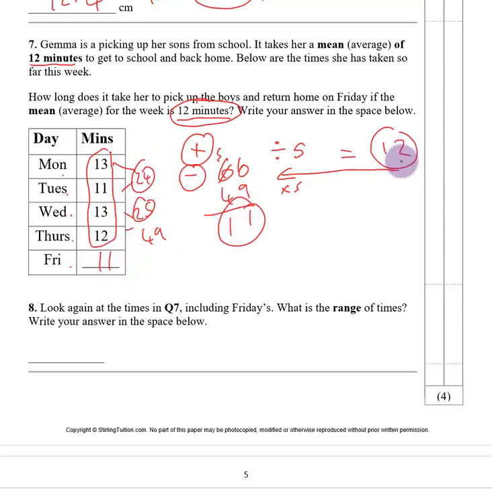So treat it like a function machine. You've added and divided and it's giving you the answer of 12. So you need to times by 5 and then take away, and it'll leave you with the original number that was missing at the start. So 11 will be the answer there.